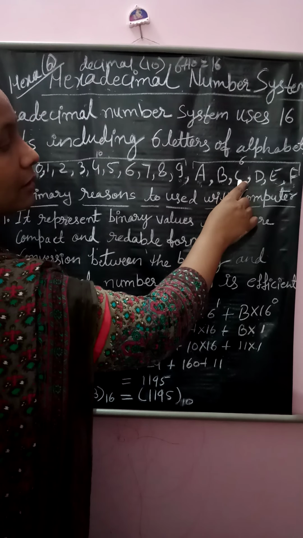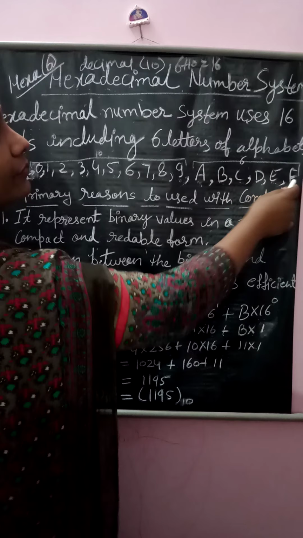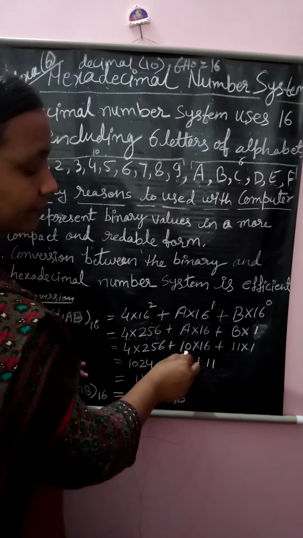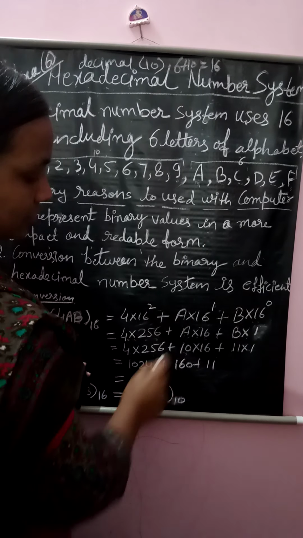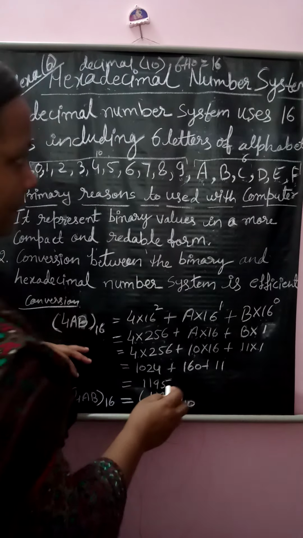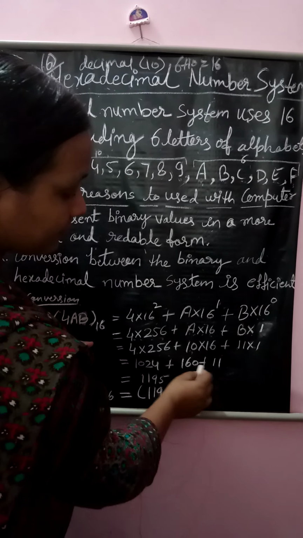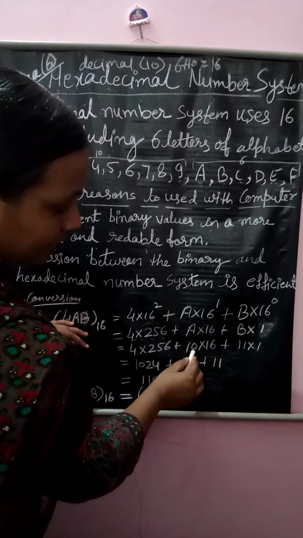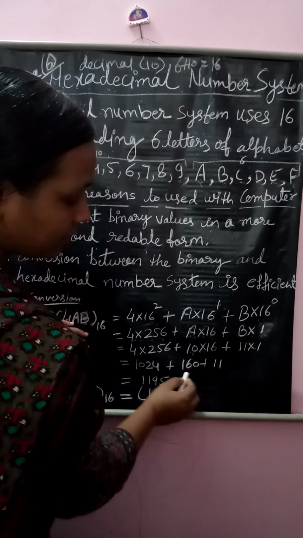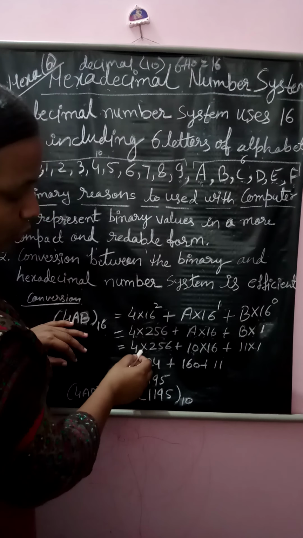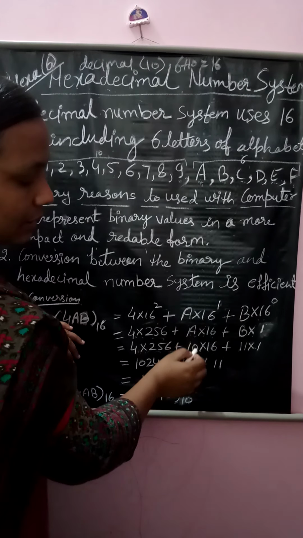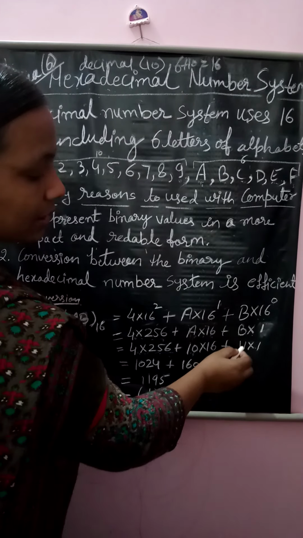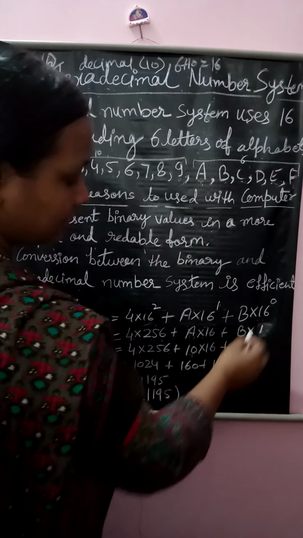So A is 10, B is 11, C is 12, 13, 14 and 15, with digits 0 to 9 before them. In this way we write it. So 10 into 16, 11 into 1, and 4 into 256. 4 into 256 is 1024. 10 multiplied with 16, or A multiplied with 16, is 160. Then 11 multiplied with 1, or B multiplied with 1, is 11.